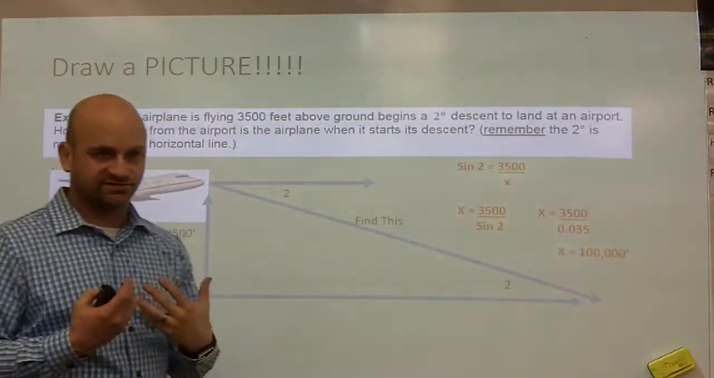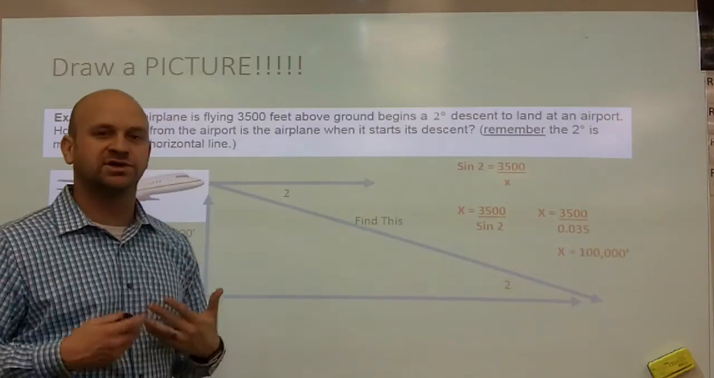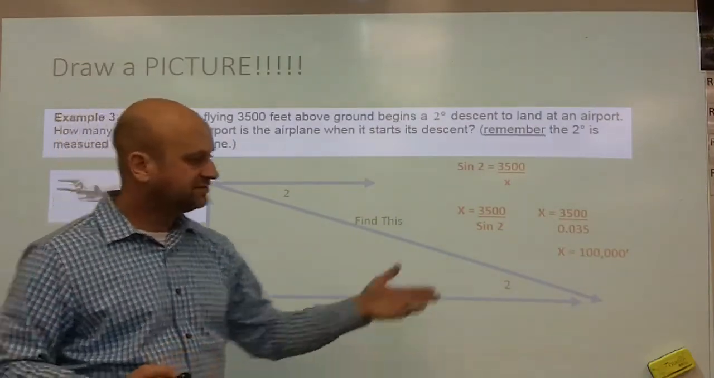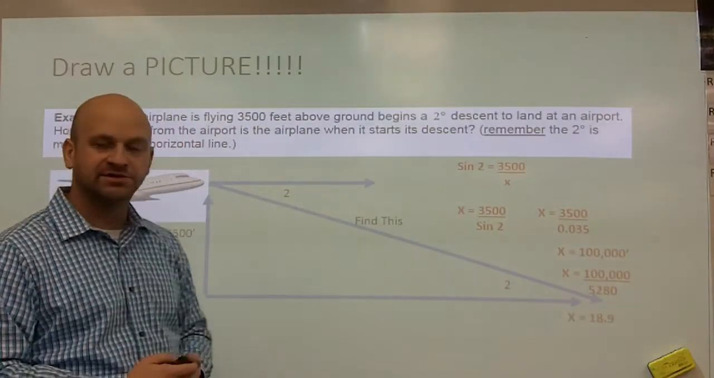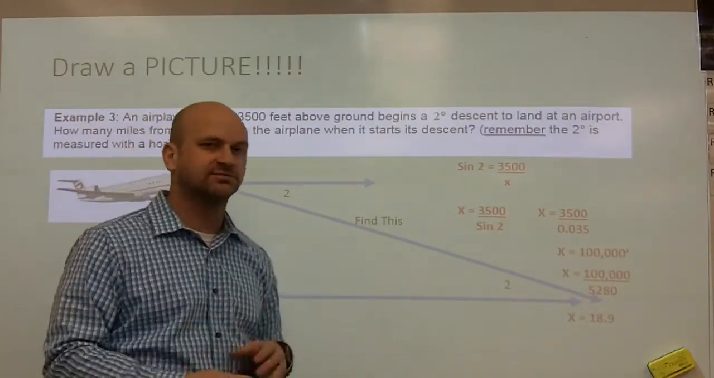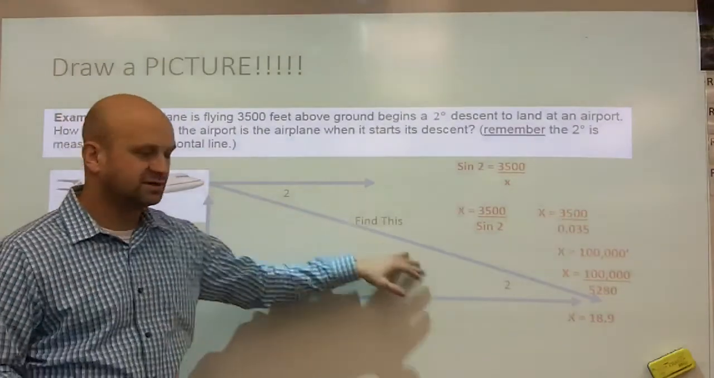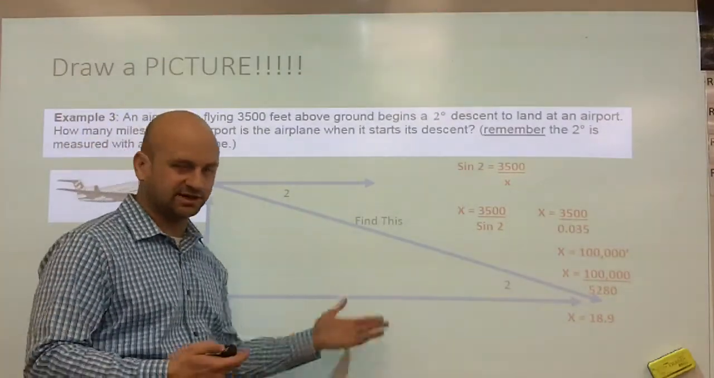And we know that there's 5,280 feet in a mile. So for every foot, we divide by 5,280. And we get approximately 18.9 miles. So almost 19 miles away before this plane begins its descent is going to be the answer to this question.